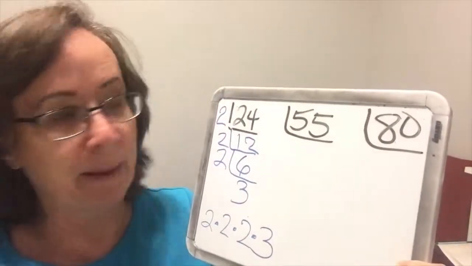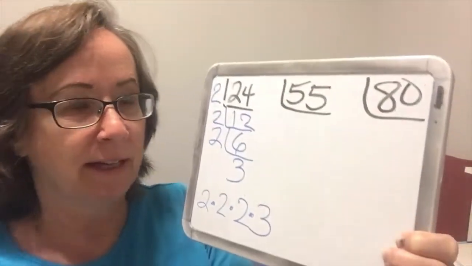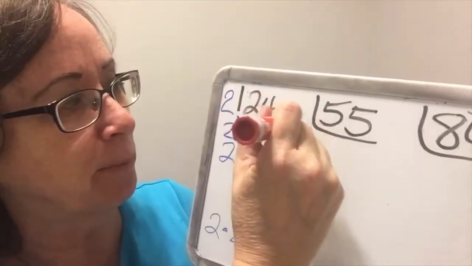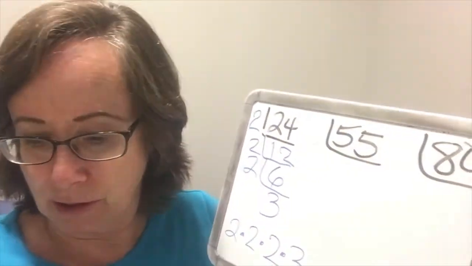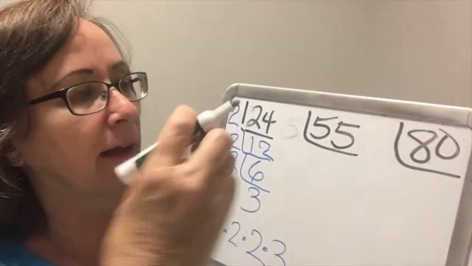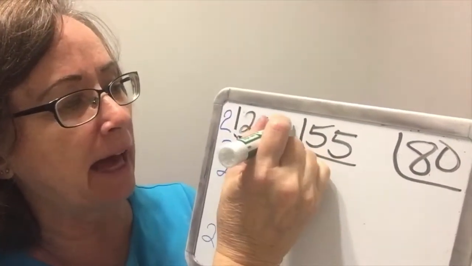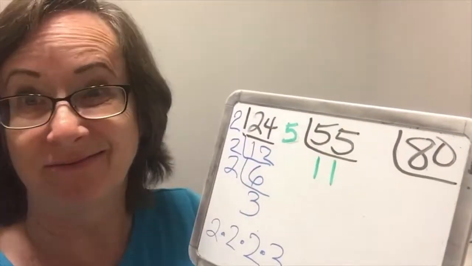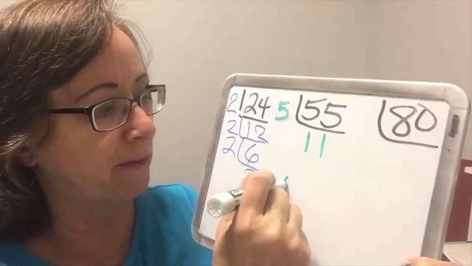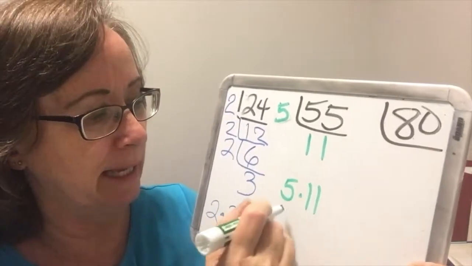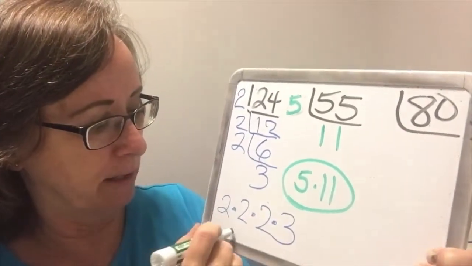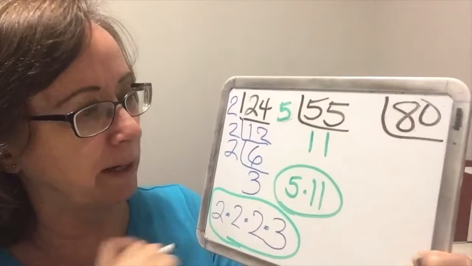Okay, now what about 55? 55 is divisible by 5. All my markers are getting tired here. Okay, 55 is divisible by 5, leaving 11. And I'm done. So 5 times 11 is 55. Okay, and then this one was the 24.